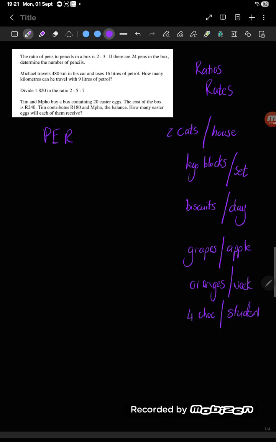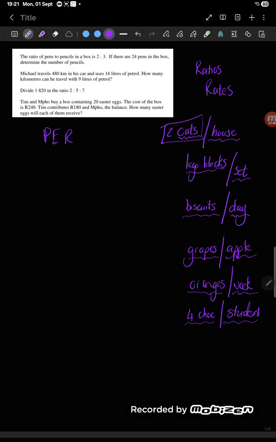Can you see there are 2 very different units? The one is cats, and the one is houses. The other one is Lego blocks and a set, biscuits and a day, grapes and an apple, oranges and a week. 4 chocolates per student.